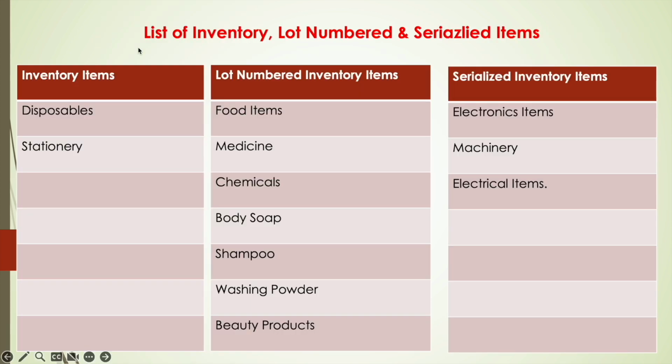Here you can see the list of inventory, lot numbered, and serialized items. For example, disposables and stationery come under the inventory items, and food items, medicine, chemicals, soaps, shampoo, washing powder, beauty products come under the lot numbered inventory items, and electronic items, machinery, electrical items come under the serialized inventory items.